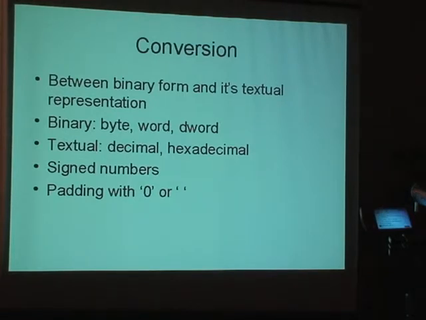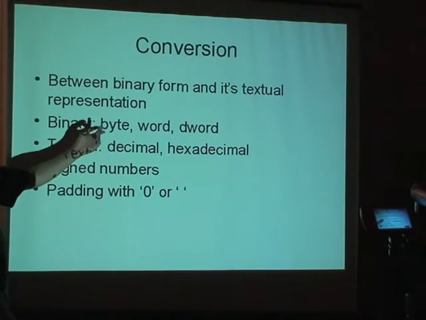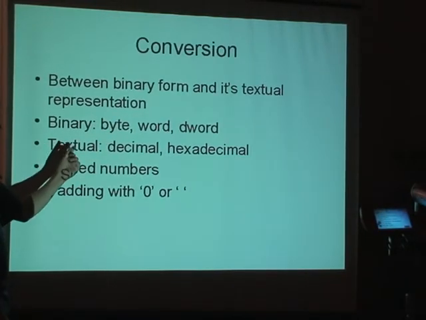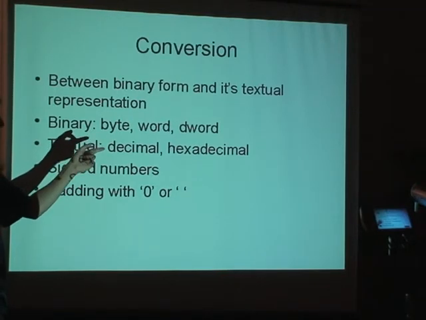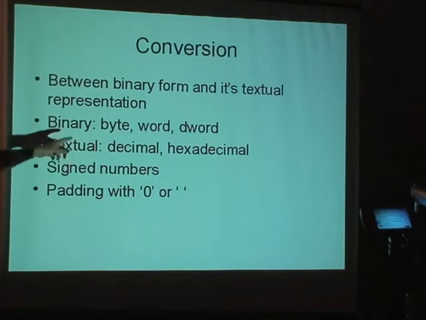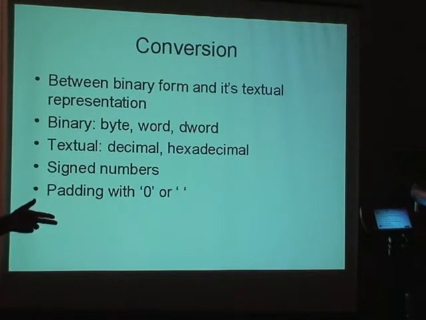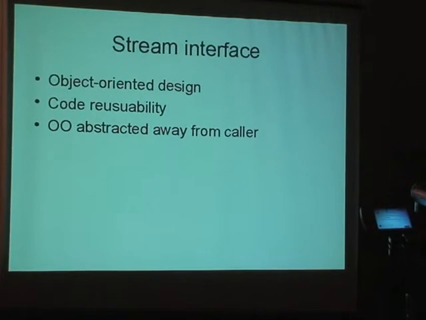Then there is the conversion module. It just converts a binary value to text or to a string and backwards. It supports binary, byte, word, double word, and can convert it to decimal and hexadecimal, and also binary and floating point types. It has also support for signed numbers, and there are many options of padding with 0 or with space, or with displaying the plus sign, or not displaying the plus sign, whatever you like. I think everything needed is there.